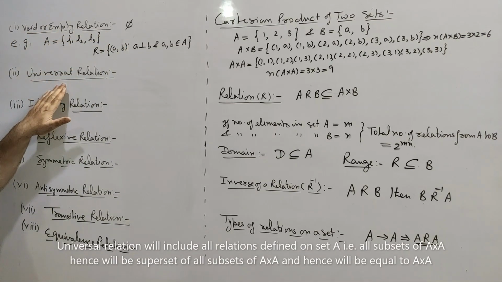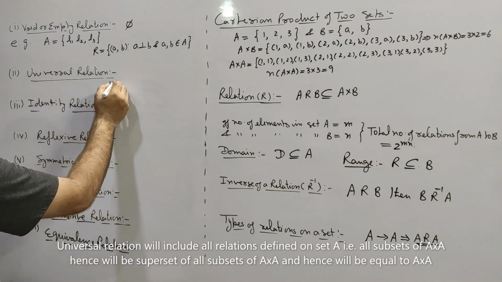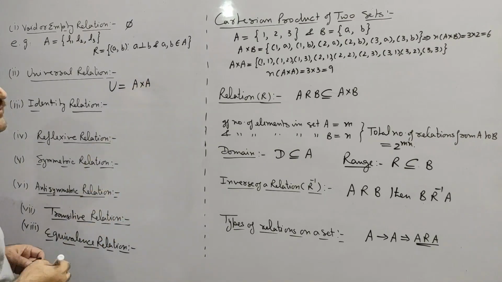Now we come to the universal relation on set A. The universal relation on set A is a relation in which every element of set A is associated or related to every other element of set A. It means the universal relation will be equal to the Cartesian product of set A with itself.